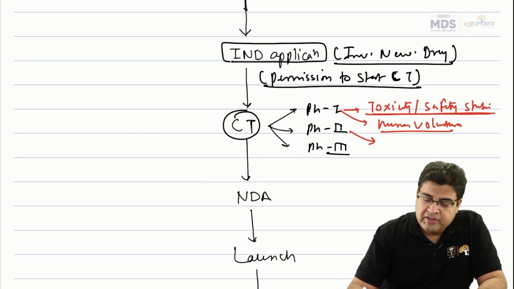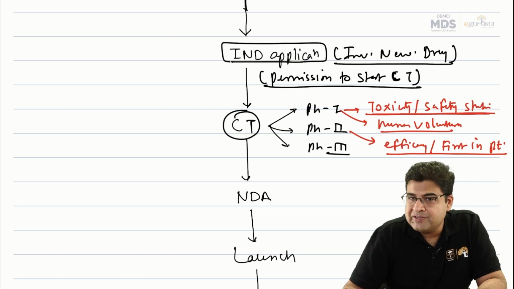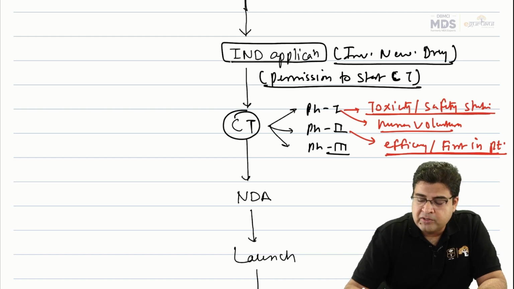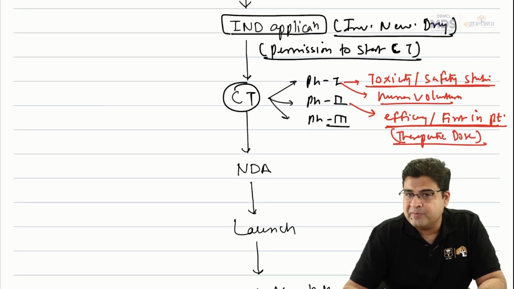Now, phase 2 is known as efficacy studies. This is also known as first in patient trial, because the drug is given to patients for the first time in phase 2, and we calculate the therapeutic dose of the medicine.